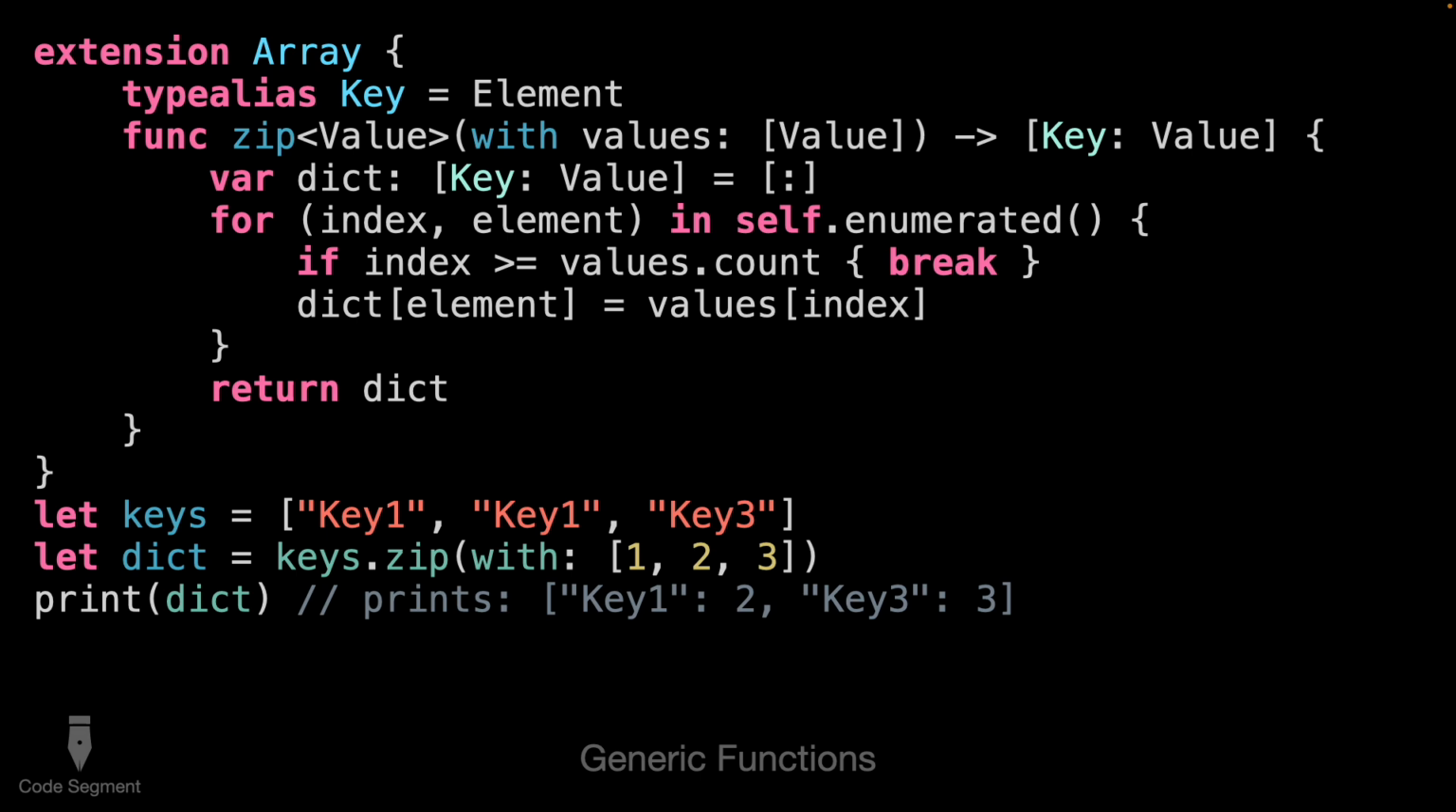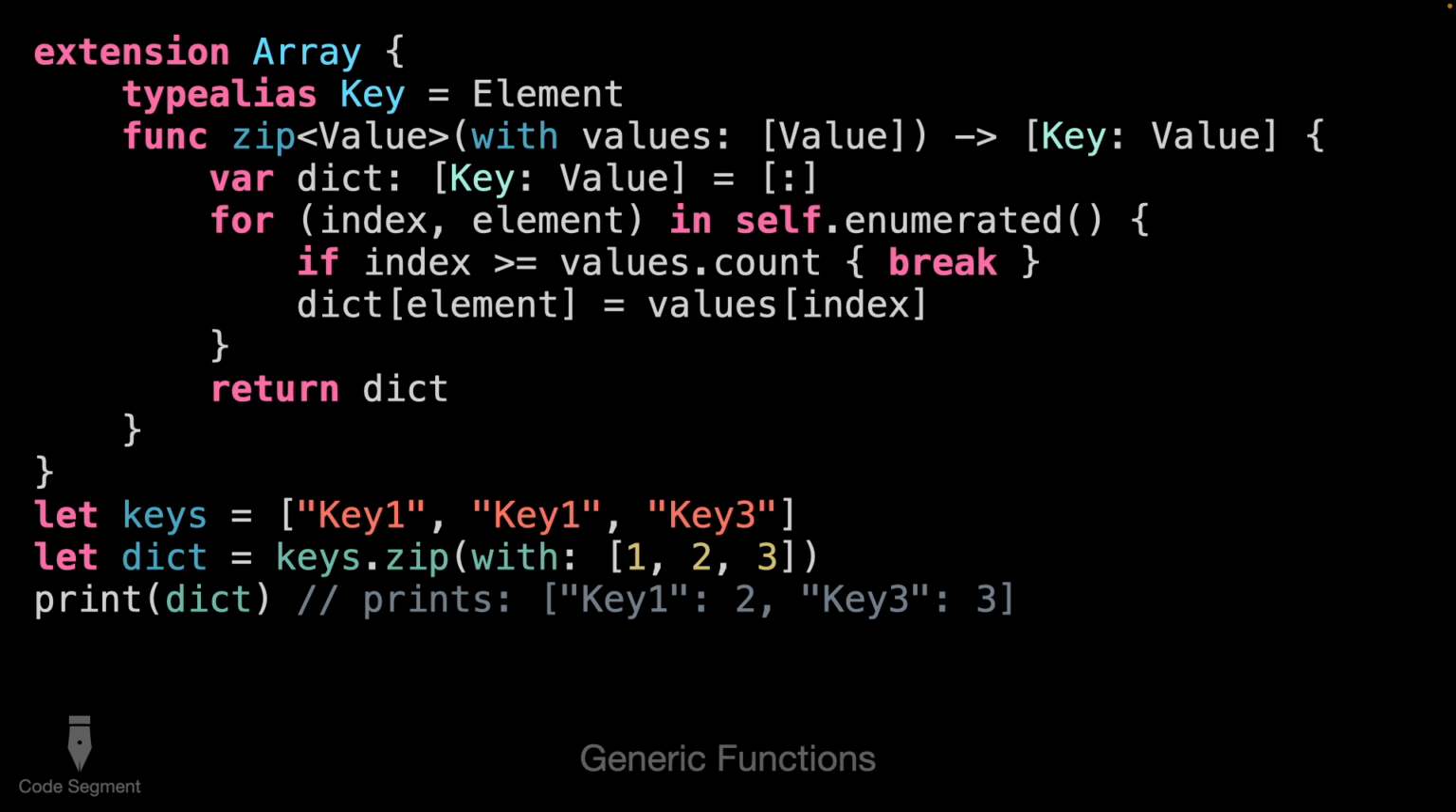Okay. So now we see this Value, and we're like, okay, that's nice, but we don't know what it's being used for yet, so we'll just keep it in mind, right? Then we see the argument label with, the parameter name values, and then an array of Value, okay? And so we're like, oh, okay, got it. So the parameter being passed in is an array of indeterminate type. We don't know what the type of the array being passed in is, okay? And then our return is going to be a dictionary. That's weird.